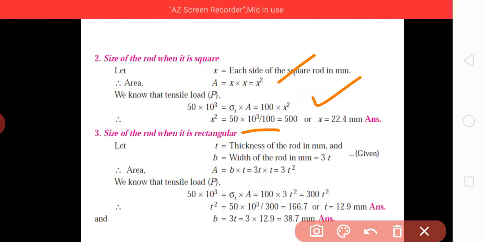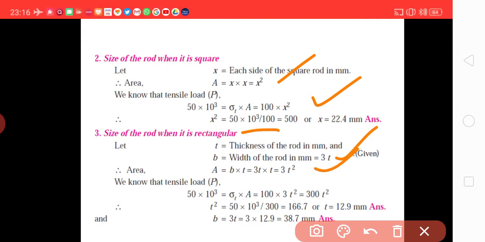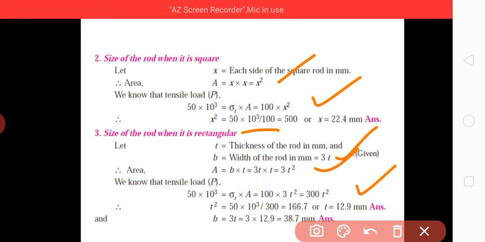Similarly, the size of the rod when it is rectangular with B equal to 3T: area becomes 3T square. When the formula is applied, 50,000 equals 100 into 3T square, that is 300 T square. On calculation, T comes out to be 12.9 mm and B equal to 3T equals 38.7 mm. This problem was really simple.